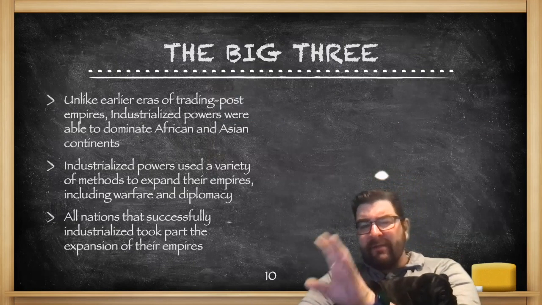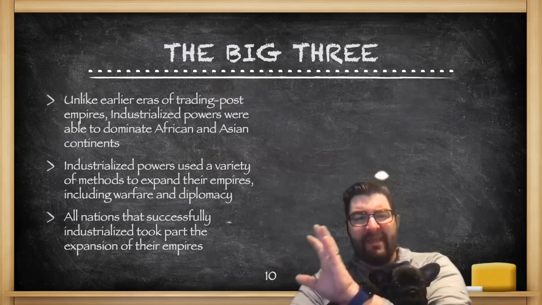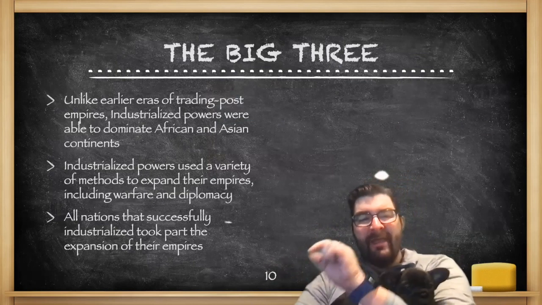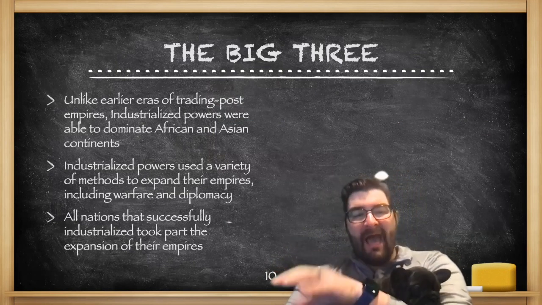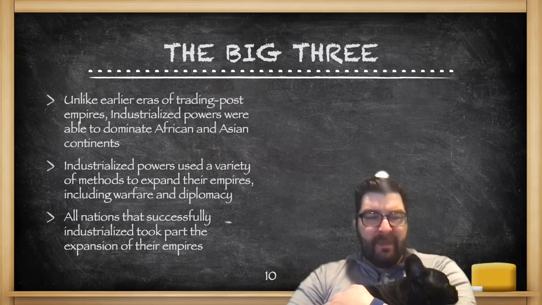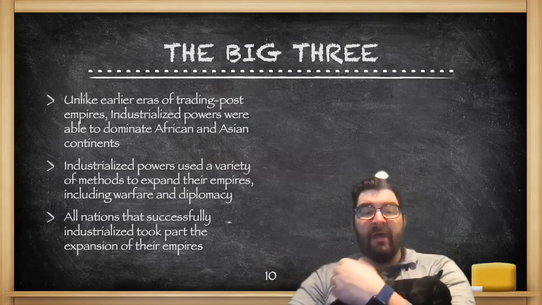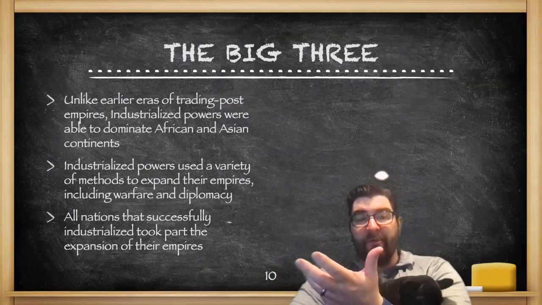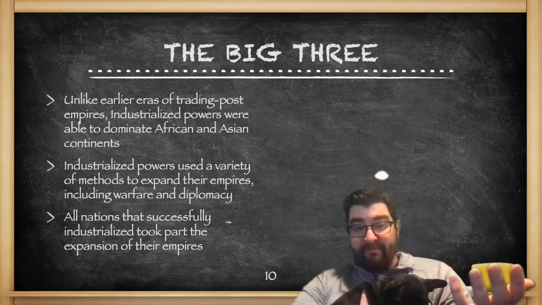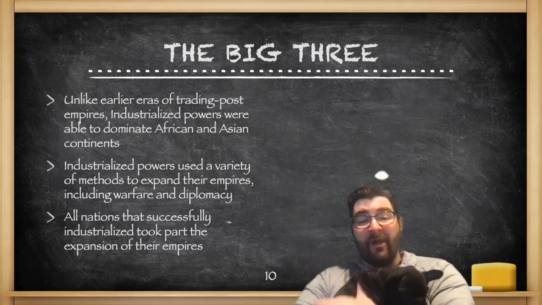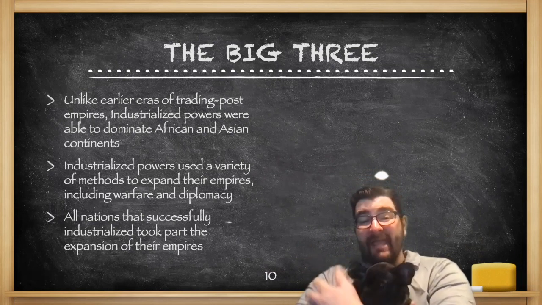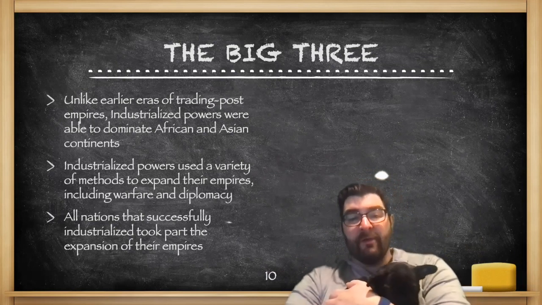Unlike earlier eras of trading post-empires in Africa and Asia, now industrial powers were able to dominate African and Asian continents. Industrialized powers used a number of methods to expand their empires, including warfare and diplomacy. And all nations that successfully are industrialized would take part in this expansion of their empires.